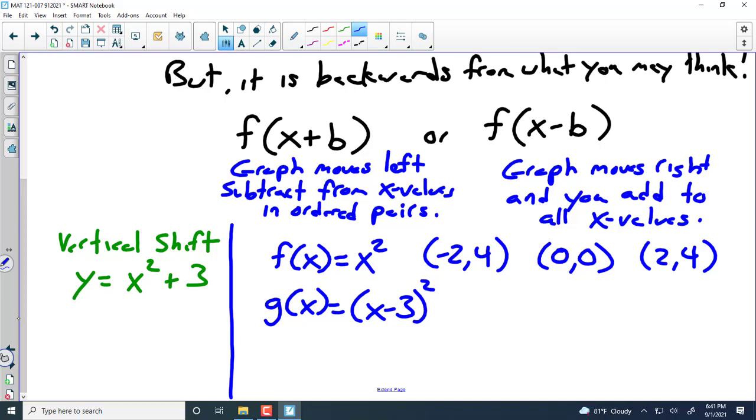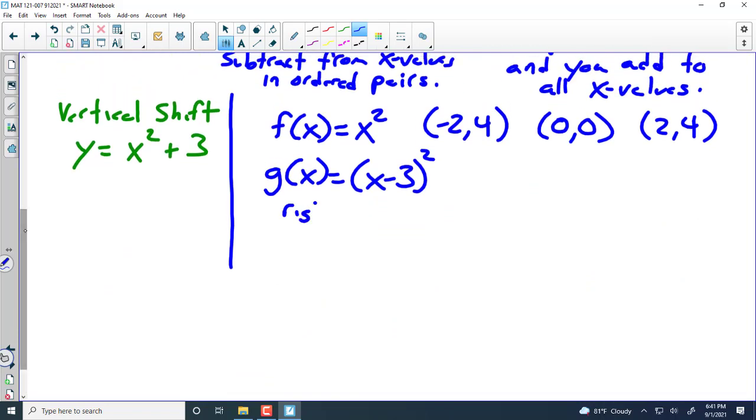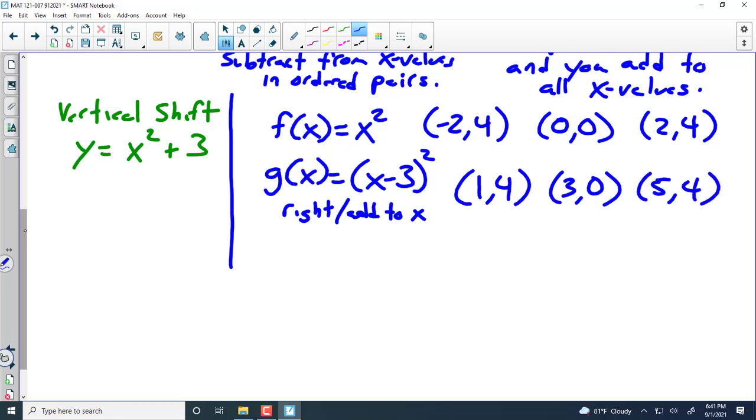So this says minus 3. So what you do is you're going to the right, and you add to x in all the ordered pairs. Check it out. I am now adding 3 to every x value. And what that does is it takes the entire graph of x squared and it moves it to the right 3 units.